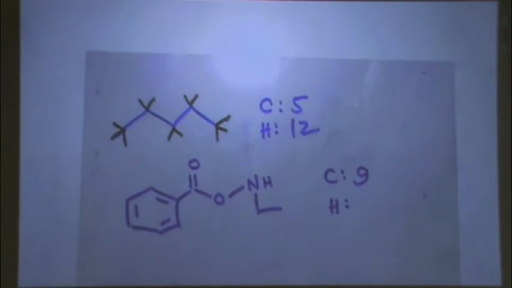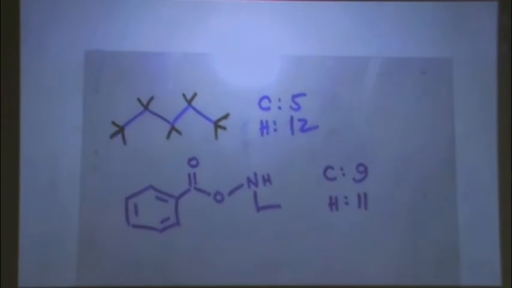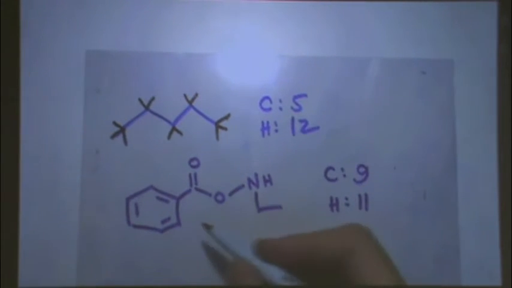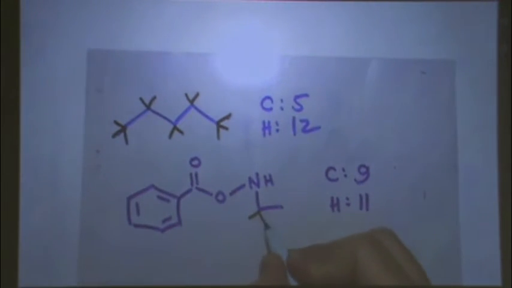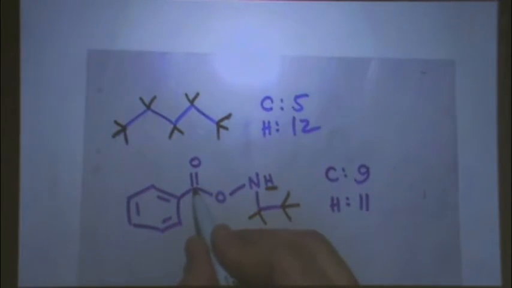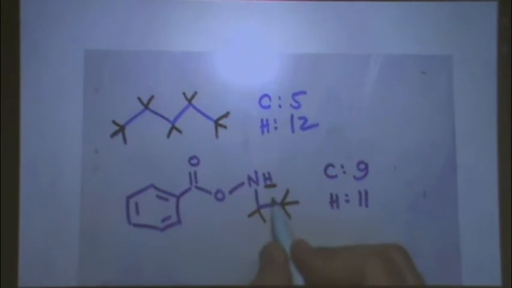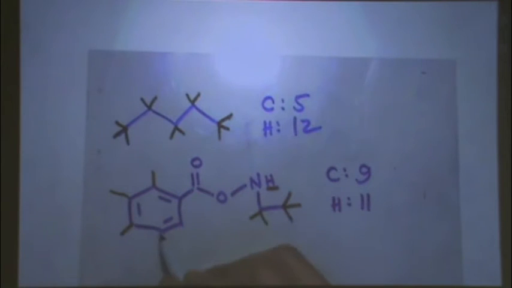Okay, hydrogens are harder. I'll give you a head start. Okay, I'm ready. What do you got? 11. I think I got 11. Yeah, that looks good. Let me use a different color. Remember, every carbon has 4 bonds. 1, 2, 3, 4, 5, and then 6. That's not carbon. That carbon has 4 bonds. This carbon has 4 bonds. 6, 7, 8, 9, 10, 11.